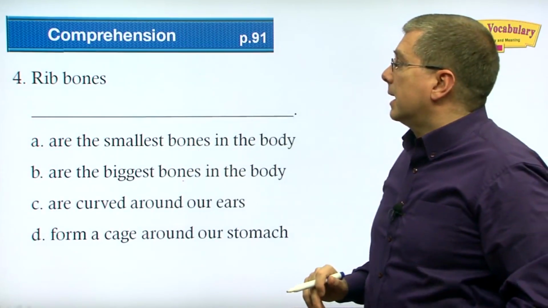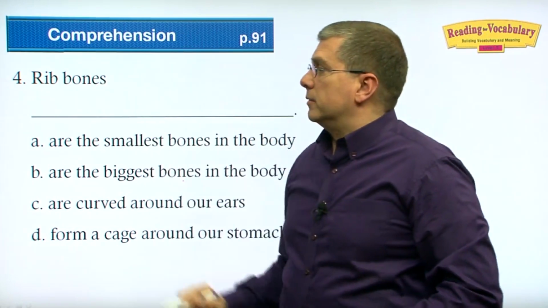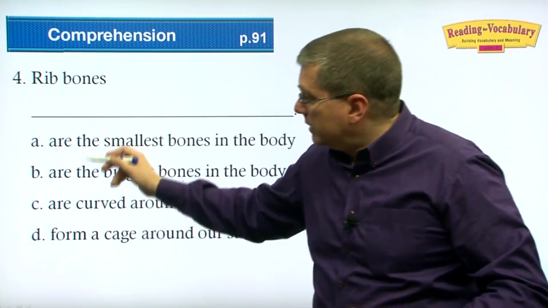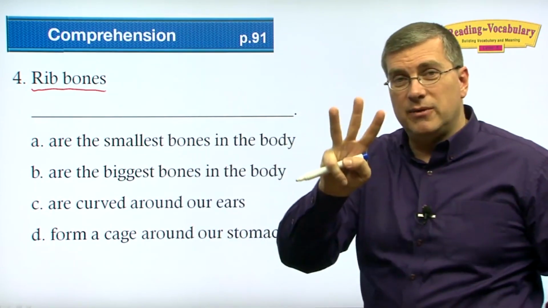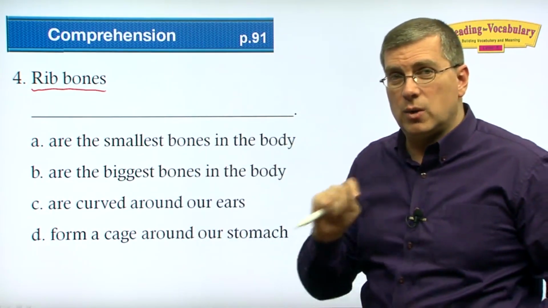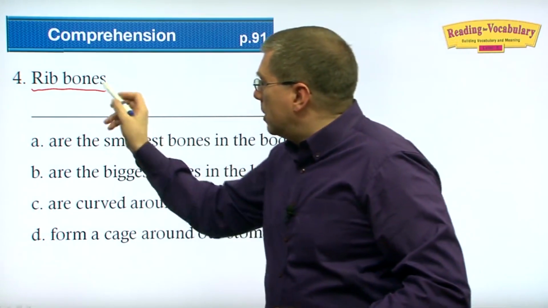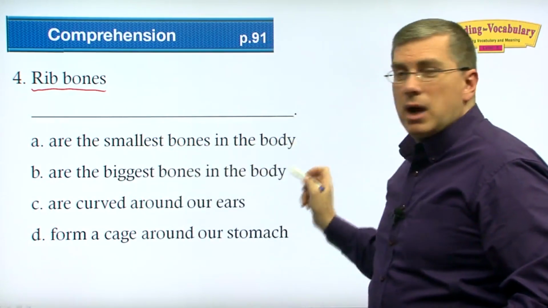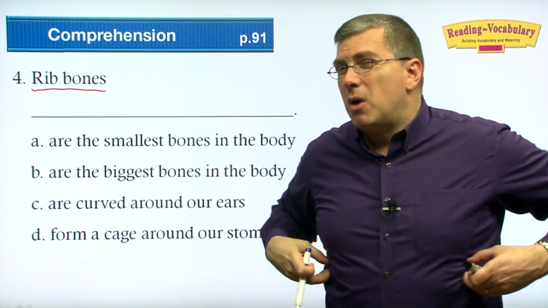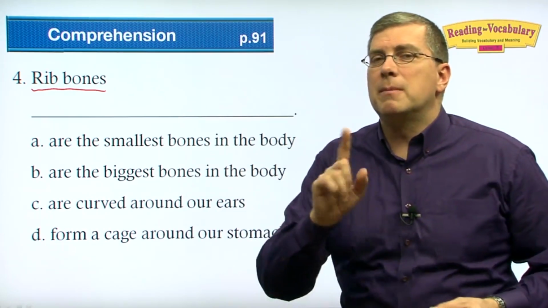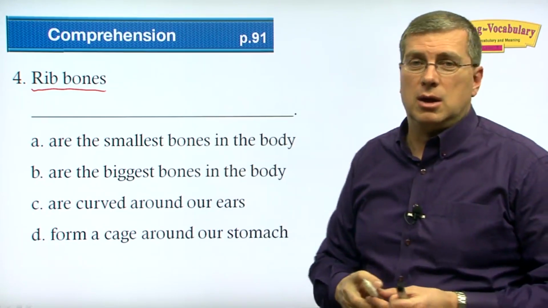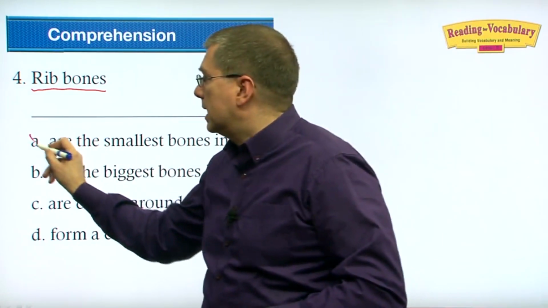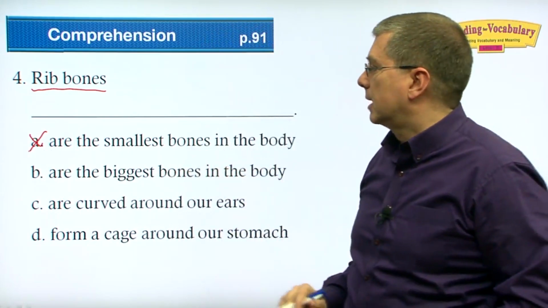Okay, number 4, rib bones. Now we're looking for one of these statements that should be true about rib bones. Three will be false, one will be true. Which one is it? A. Rib bones are the smallest bones in the body. Are our rib bones the smallest bones? No. Remember the passage said the bones in your ear are the smallest bones in your body, not your rib bones.